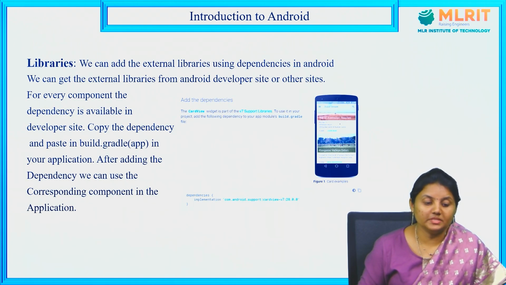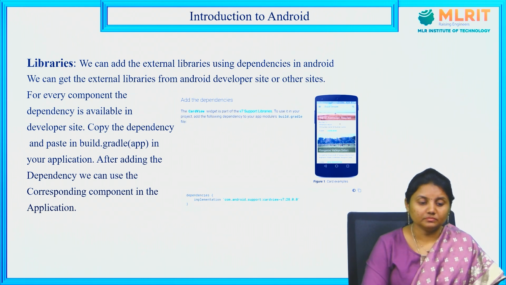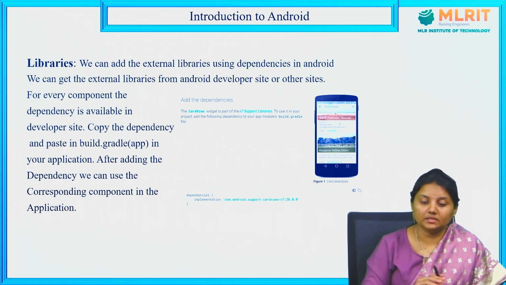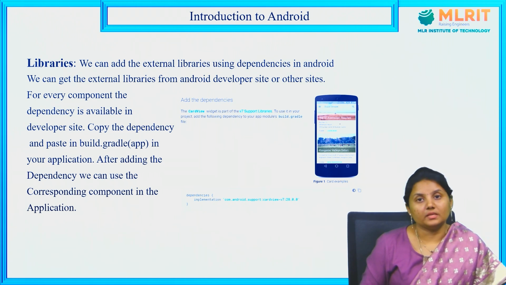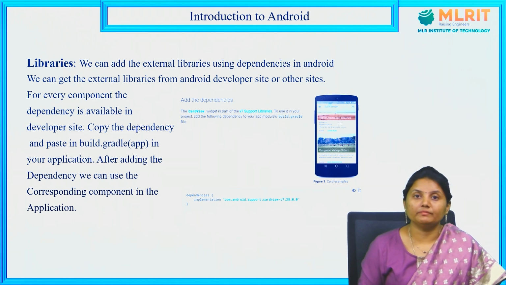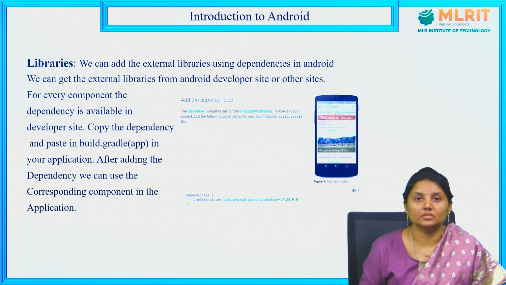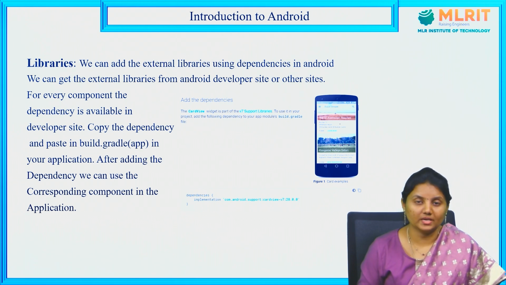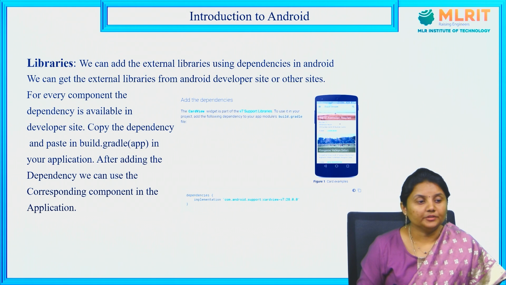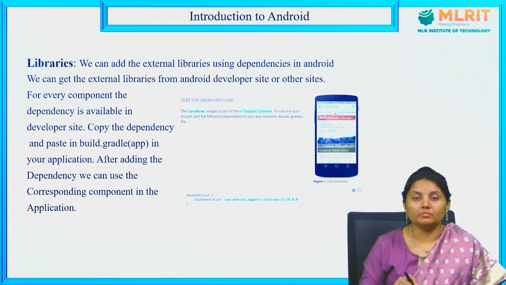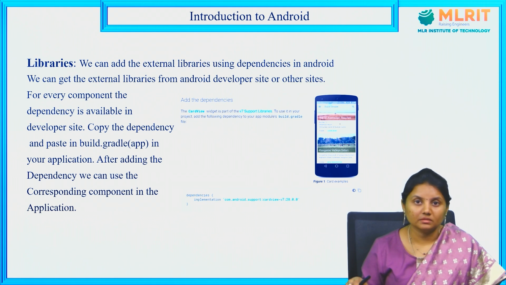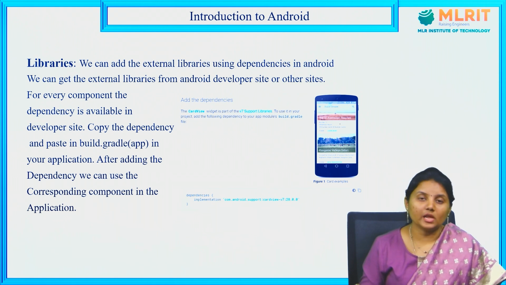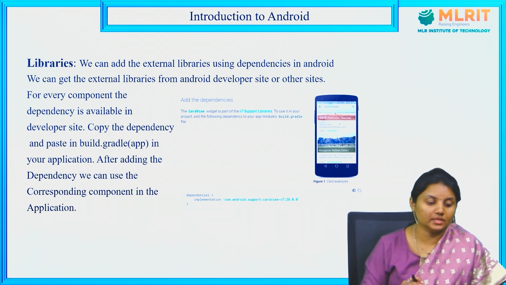So next will be the libraries. So what are libraries? You can add external libraries using the dependencies in Android. So dependencies are nothing but the .jar files. We all know that when we are using Java, we require some .jar file which is compatible to our devices, so that all the different activities can be configured and executed easily without any interruption. That can be done because you have compatibility using the .jar files. So that is nothing but your dependencies.